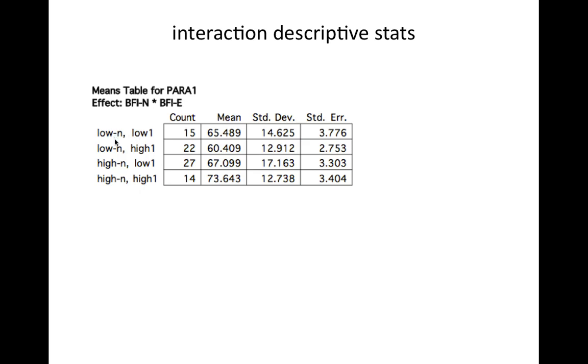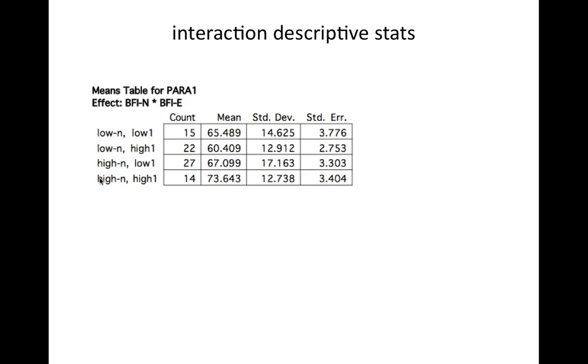Low N refers to neuroticism. This one, unfortunately labeled as 1, refers to extroversion. So low N and low 1 refers to people who have stable personalities and who are introverted. Low N is still stable personality, but now we're looking at extroverted people. Low N, high 1 is stable people who are extroverted.